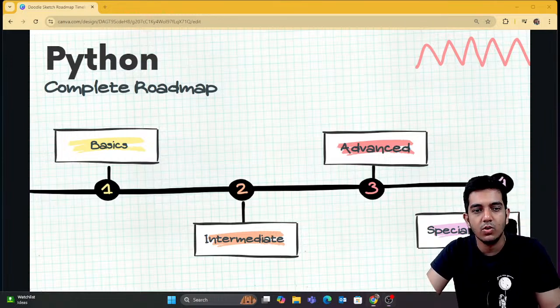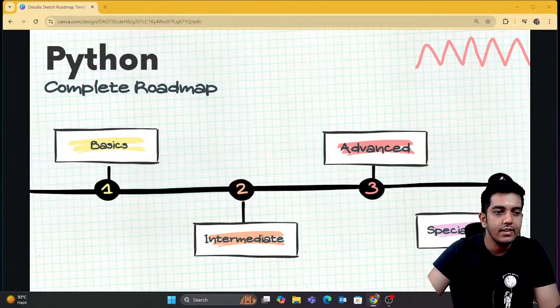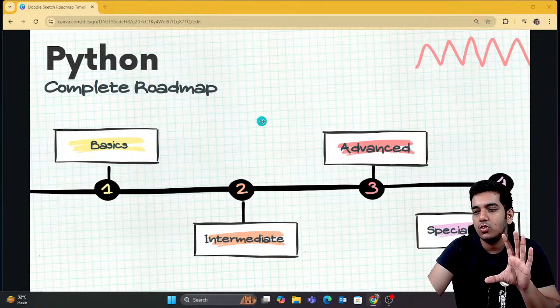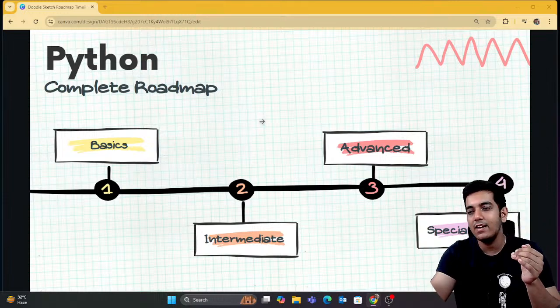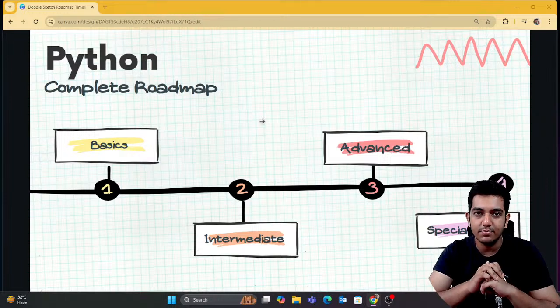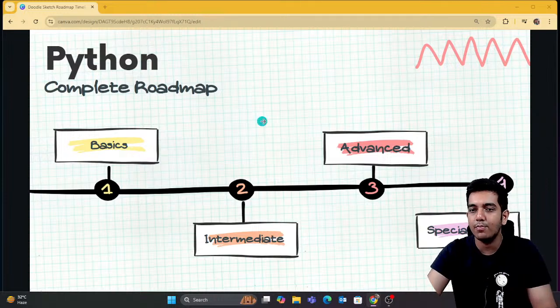Okay, so let's continue. So first of all, guys, I'm going to discuss the basic roadmap of Python. So we generally have these four steps: basics, intermediate, advanced, and specialization. These four steps are there for Python.